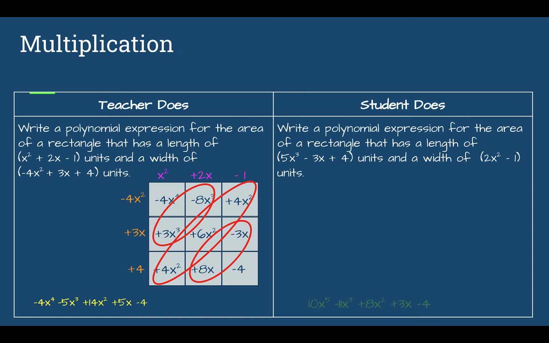Let's check. You should have got 10x to the fifth minus 11x to the third plus 8x to the second plus 3x minus 4 as your polynomial expression. Here's how to get that.